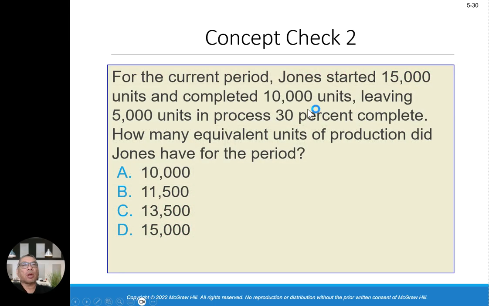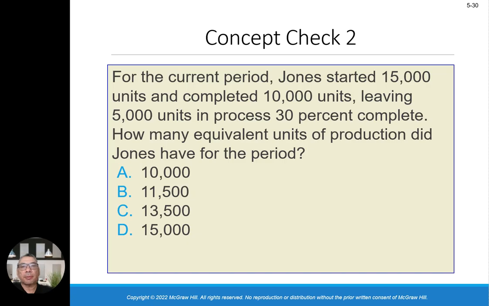So let's do concept check number 2. For the current period, Jonas started 15,000 units, completed 10,000 units, leaving 5,000 units in process at 30% completion. How many equivalent units of production did Jonas have for the period? A, B, C, or D? Take a 1 minute break while answering this. A is 10,000, B is 11,500, C is 13,500, D is 15,000.